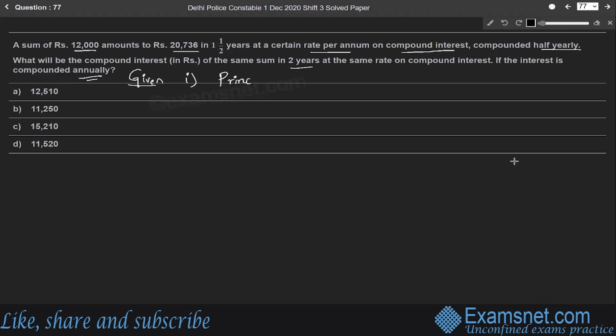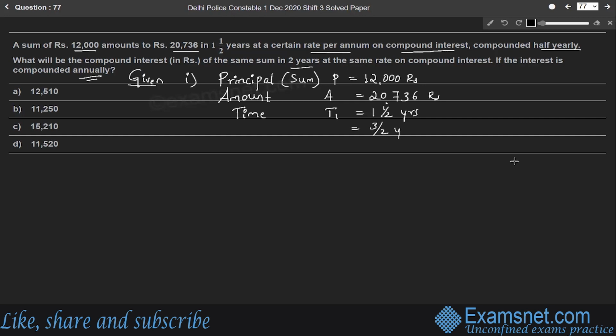So in the first part, a sum of rupees 12,000. Here principal or sum P is equal to 12,000 rupees, right? And it amounts to 20,736 rupees in 1.5 years. So the time T1 is equal to 1.5 years, which is also equal to 3/2 years, right? At a certain rate per annum on compound interest, the interest is compounded not annually, it is half yearly, right?